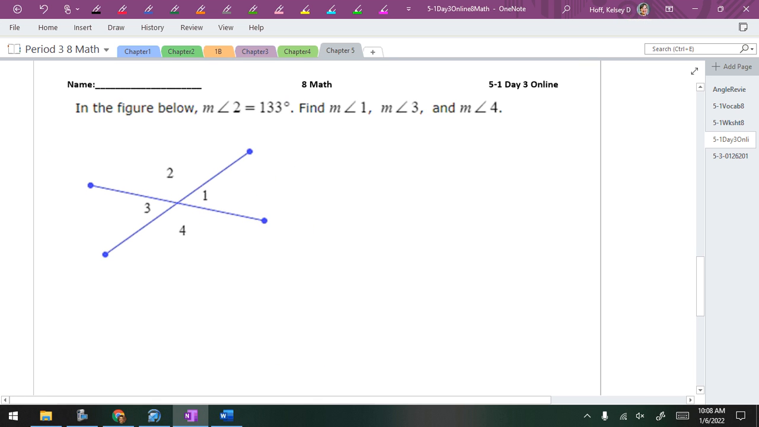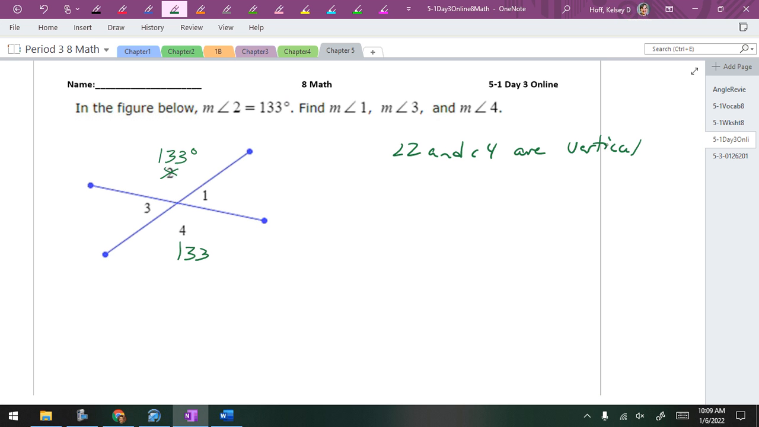In the figure below, angle 2 is 133 degrees. Find 1, 3, and 4. So angle 2, I'm going to replace with 133 degrees. Mason? And which one's vertical to that? Very good. Angle 4 is vertical, so angle 2 and angle 4 are vertical, which automatically tells us that we can put that 133 in there. Nicely done. How am I going to find 1 or 3?